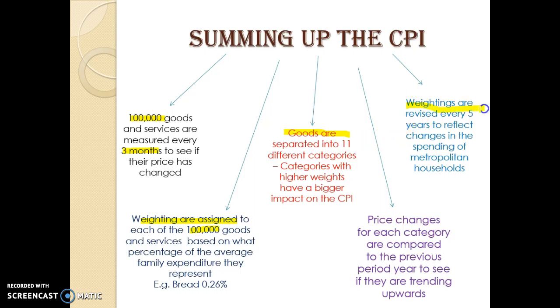Weightings are revised every 5 years because people change their spending patterns, and therefore we need the weightings to more accurately reflect our spending. And price changes for every category are compared to the previous year to see if they are trending upwards.